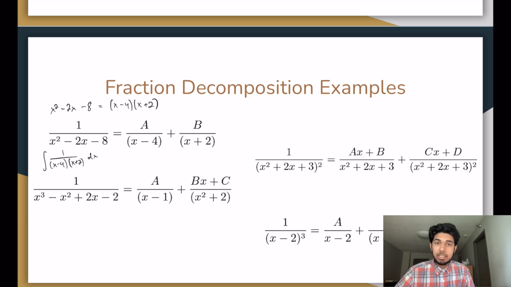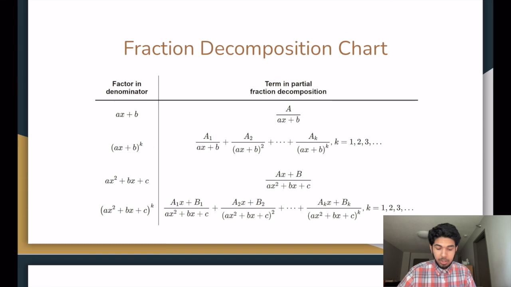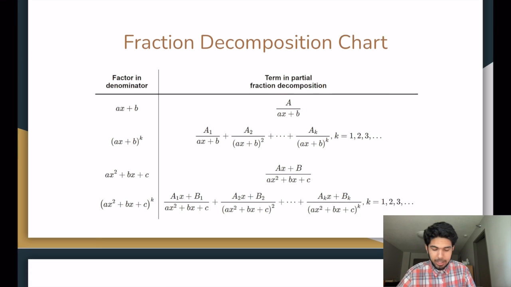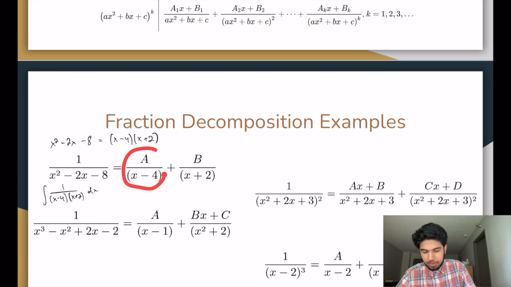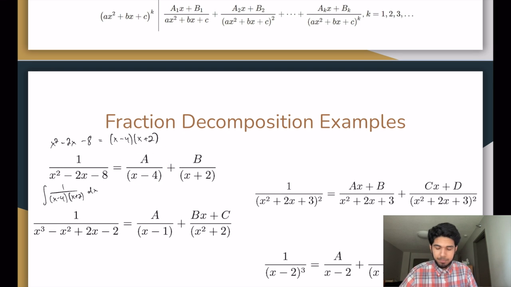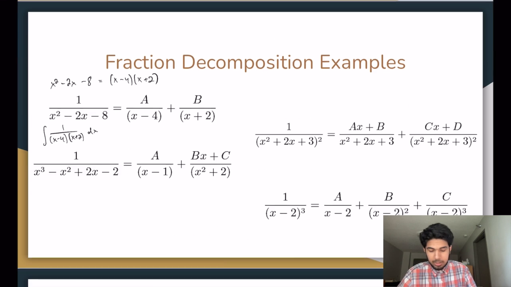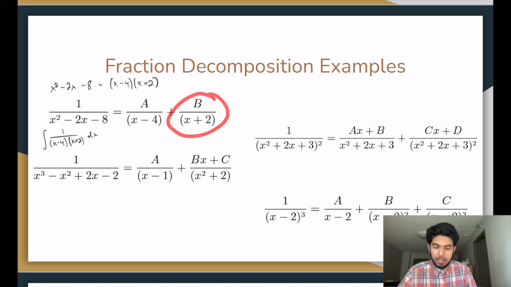Now we want to decompose this fraction, so we'll take a look at the first factor in the denominator, which is x minus 4. Looking at our decomposition chart, that's of this form. So our corresponding fraction will be capital A over ax plus b, or capital A over x minus 4. Similarly, our x plus 2 term is also of this first type, so we give it a different fraction. This time we'll give it B over x plus 2.